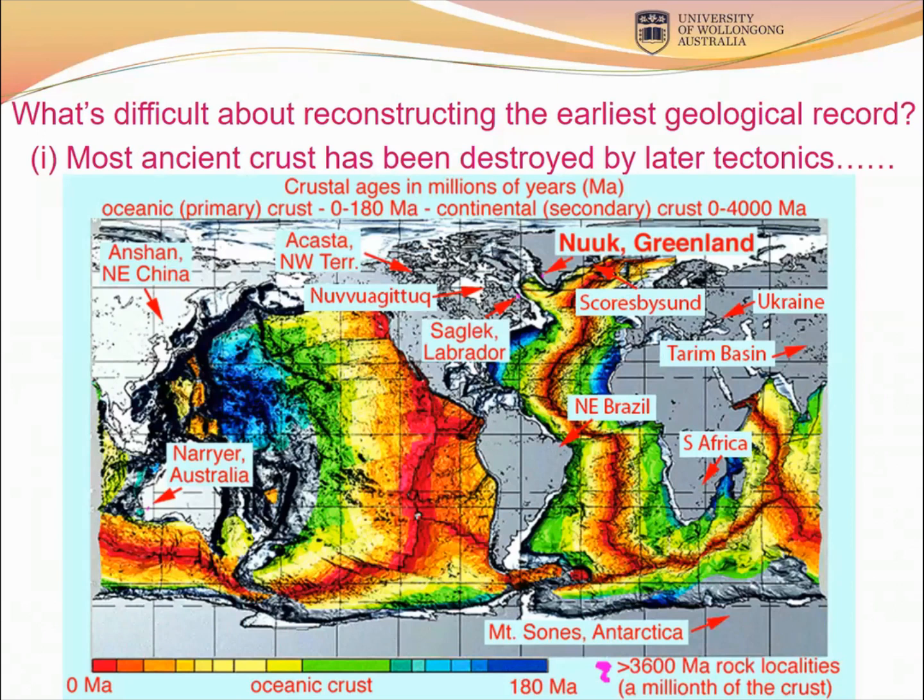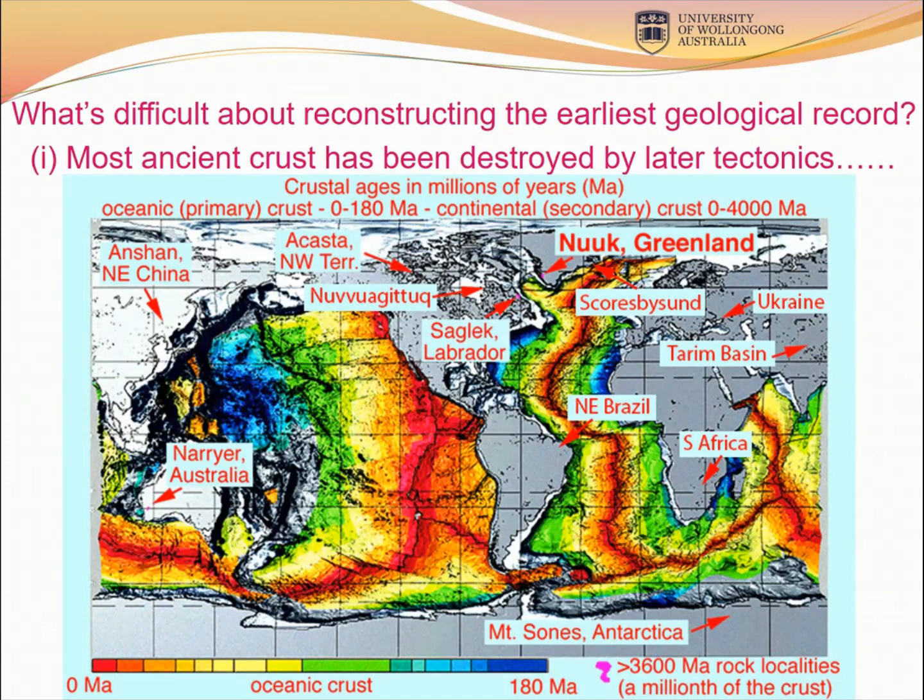So what's difficult about reconstructing the earliest geological record? What makes it so different from elsewhere? Well, first of all, most ancient crust has been destroyed by later tectonics. So at the moment, when you're looking at the Hadean, only about 1/1,000,000th of the Hadean crust actually remains on Earth today. All the rest has been destroyed by later tectonics.